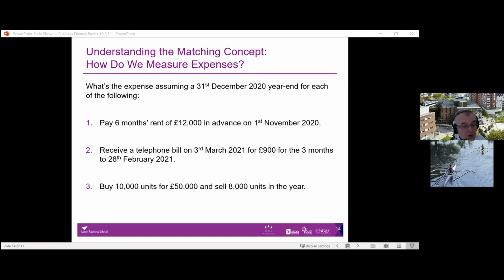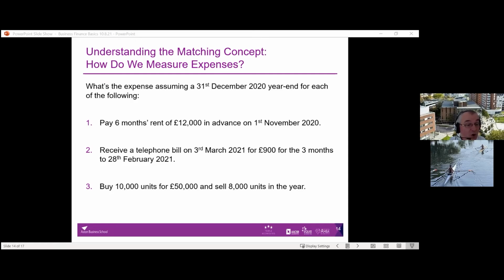So just conscious of the time, maybe the next two I'll help you with. The second one, if we receive a telephone bill for 3 months worth of telephone services that covers the period to the end of February 2021, well, that's December, January, February, only 1 month, only £300 will have been consumed by the end of 2020. So that would be the expense.